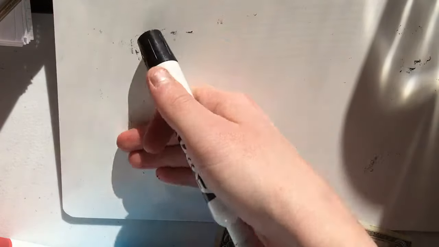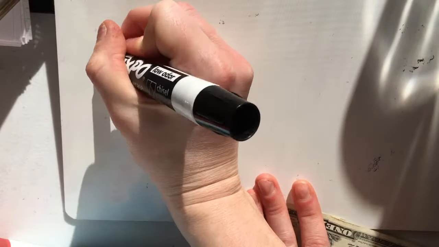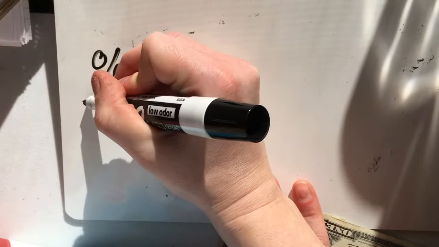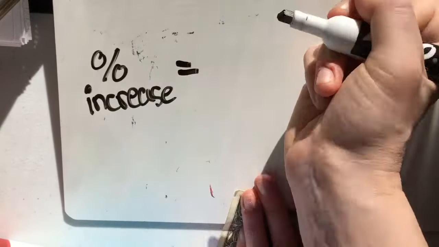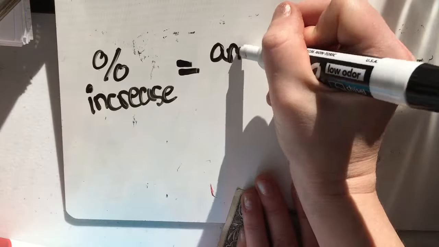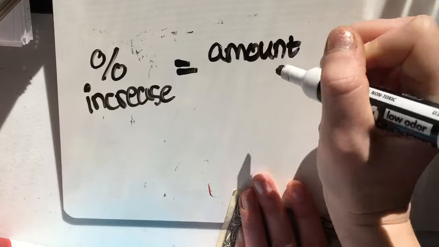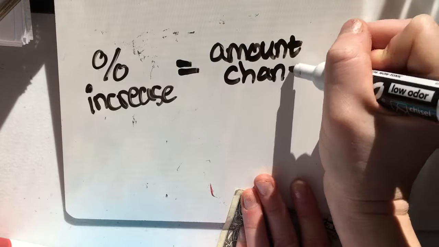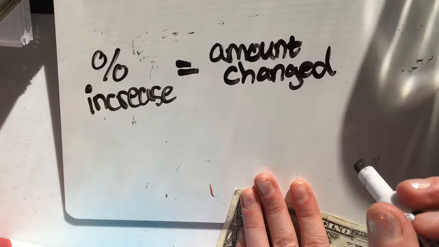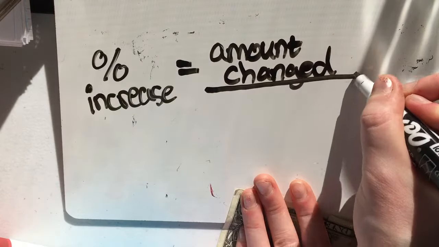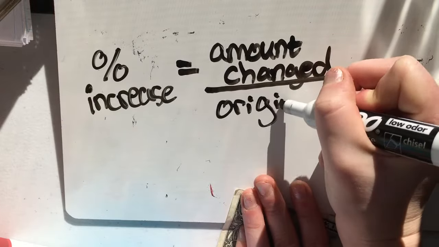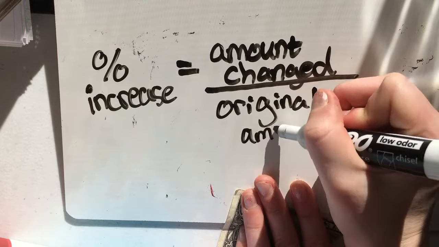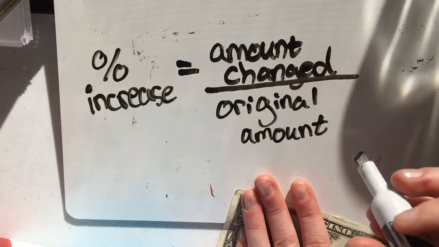To do that, we can use the percent increase. We're always going to find the percent increase by first figuring out the amount changed, divided by, or over, the original amount, which is how much we started with.